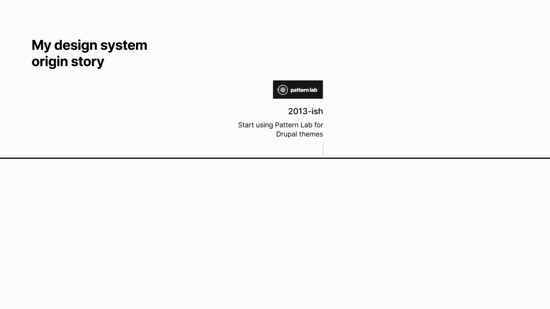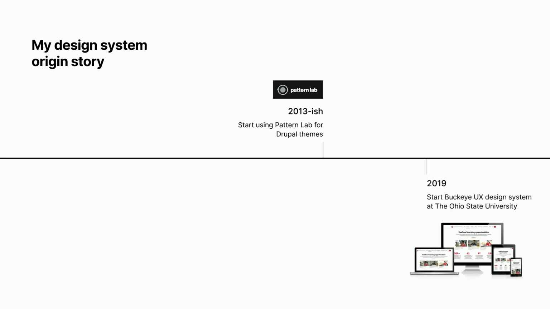So I started working on design systems probably about 2013-ish. I started by embedding Pattern Lab into Drupal themes, and then I started moving Pattern Lab outside of Drupal themes and importing it back in. And then around 2019, I was co-creator of the university design system at Ohio State University. It was me and another colleague from another department. We started this grassroots initiative to do a comprehensive design system. And this is where we took it outside of Drupal.